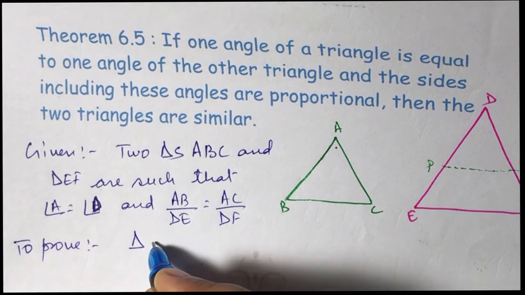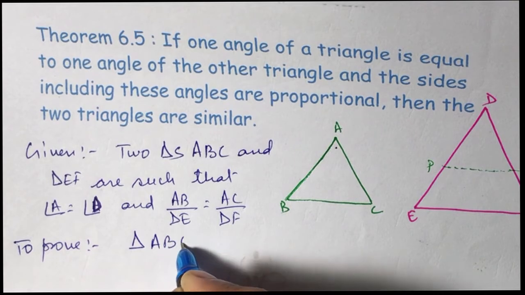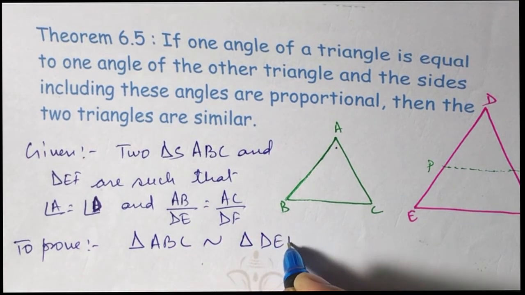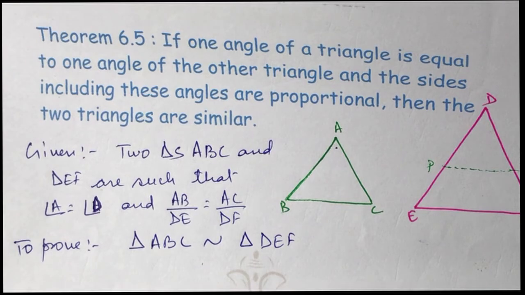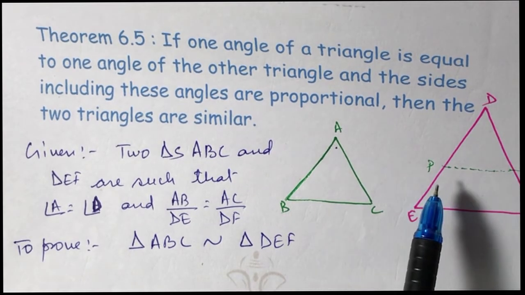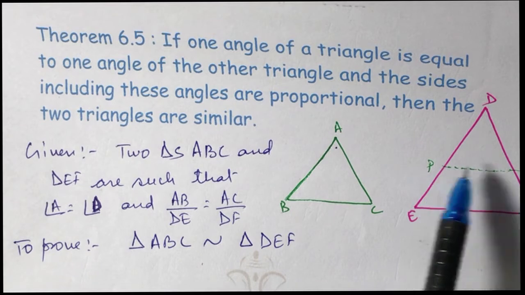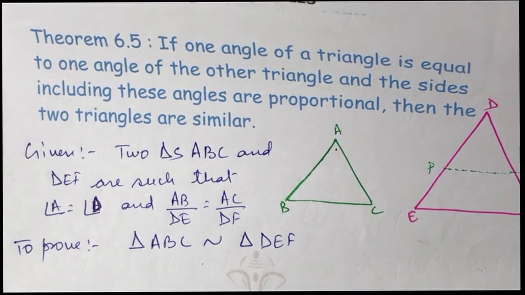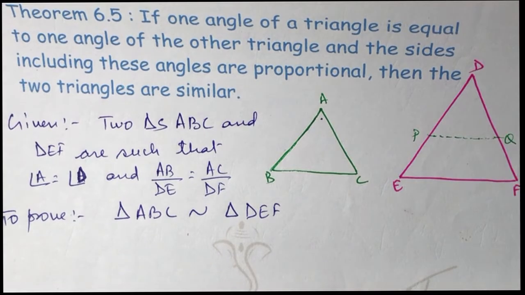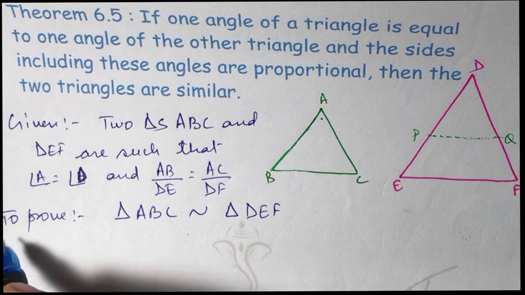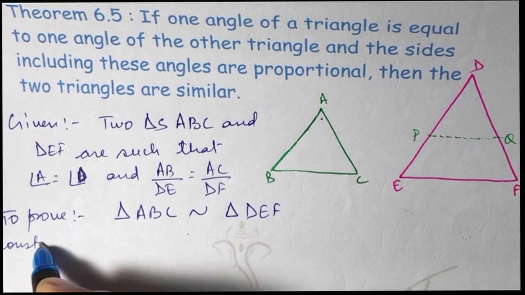To prove the same thing, triangle ABC is similar to triangle DEF. See, in all three theorems, I have kept the names of the triangles the same, like I have taken P and Q. This is the construction part also. I have done it the same, and named it the same so that there is no confusion. Now, you all know, first given, then to prove, and next is your construction part.